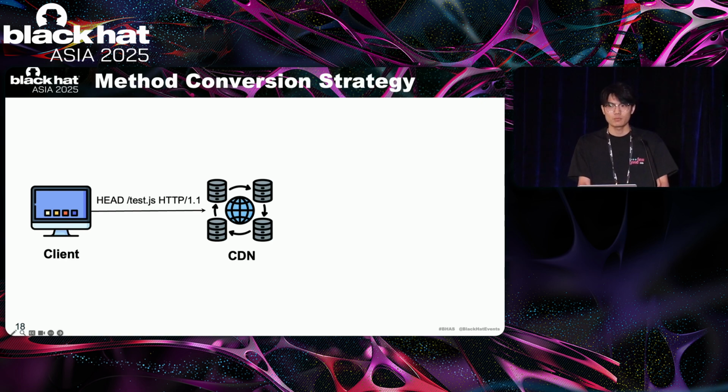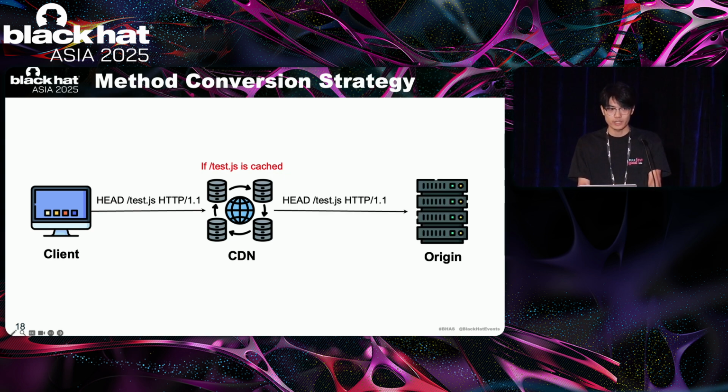Under normal scenarios, a client might send a HEAD request just to check whether a resource on the origin server has been updated. There are usually two possibilities. If the resource is already cached at the CDN, the HEAD request is simply forwarded to the origin server, which then responds with the header information only, without the content body.